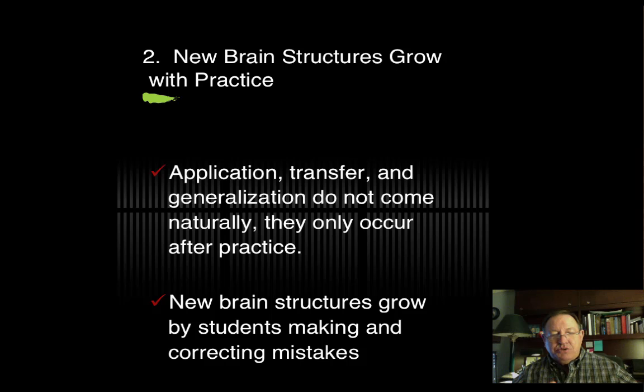I like this. Brain structures grow by students making and correcting mistakes. So very often there are times when you want students to go ahead and make the mistake. Let them go ahead and answer the question wrong, and then help them to see where they went wrong. They actually retain the learning better than if you just said, no, that's wrong, what's the right answer, and called on a different person. So there are times where we want to give students the opportunity to correct their own mistakes.